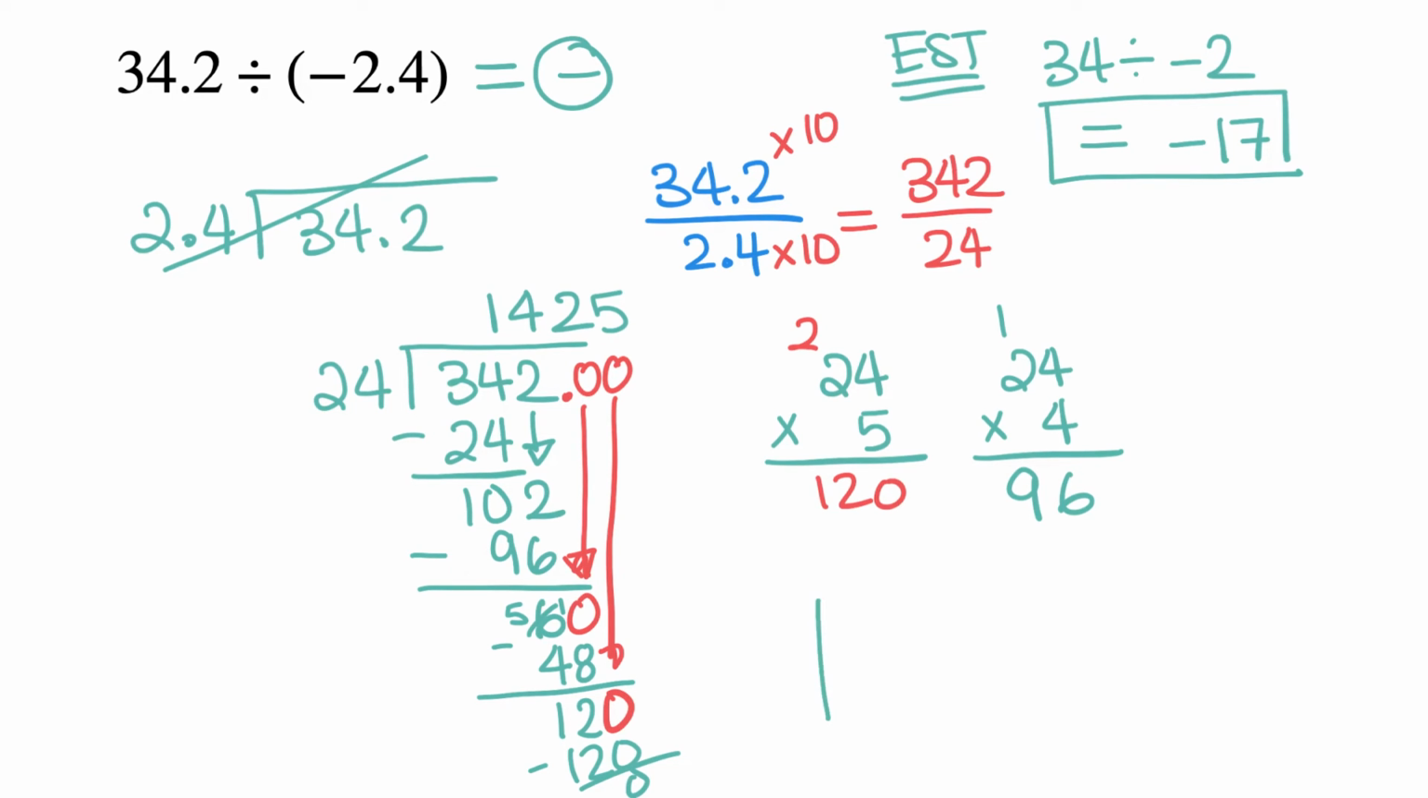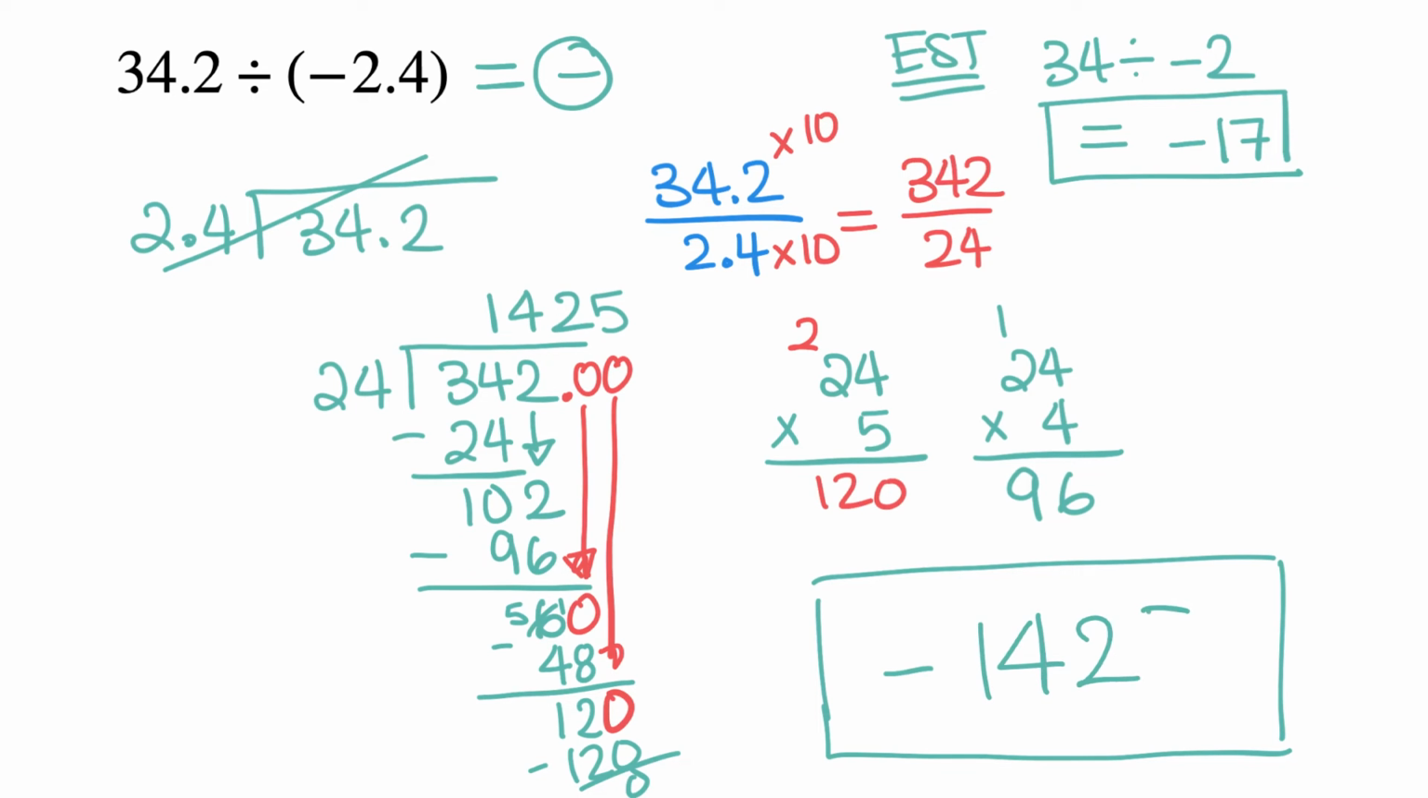So my answer then for this one, well, we know my answer is going to be negative, so negative. I know my number should be close to 17, and then from my work, I had 1,425. But that doesn't make sense since my estimate says it's negative 17. So that means that right here is the best place for my decimal, and my answer is negative 14.25.